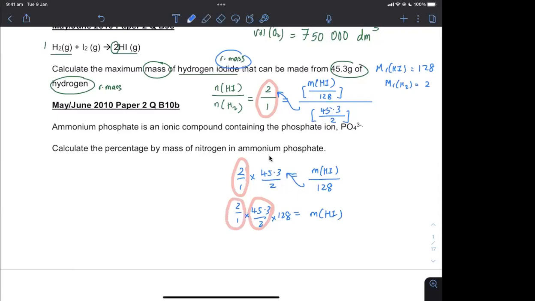So in the end, you just need to press your calculator. As you know, for the mass over Mr there, the mass must be in gram. This mass is in gram, so this mass is in gram. Get your answer, it will be in gram and it will be correct there.